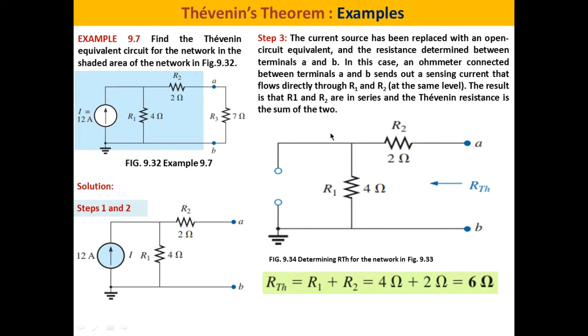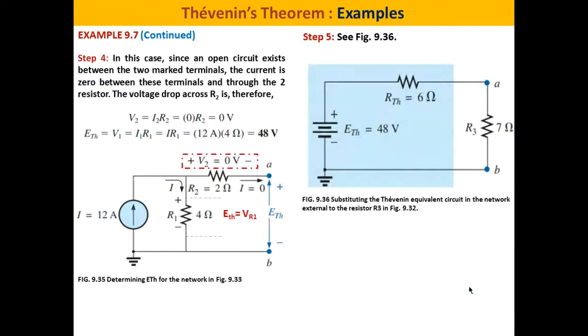So what we see here is an open circuit. It will be removed. So we will find that R2 is in series with R1. When we remove the current source, R2 will be in series with R1. So what is R Thevenin? It is R1 plus R2 equals 6 ohms. So step 3 is done. Now let's go to step 4.